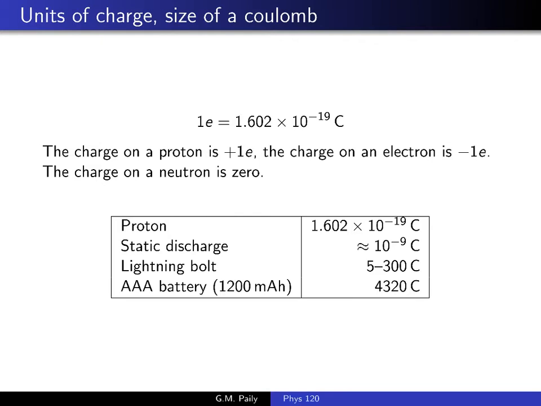So we've mentioned the unit e, and how is that related to the coulomb? So 1e is 1.602 times 10 to the negative 19 coulombs. So we can see that the coulomb is actually a very large unit of charge. The charge on one proton is plus 1e, the charge on an electron is minus 1e, and the charge on a neutron is 0.